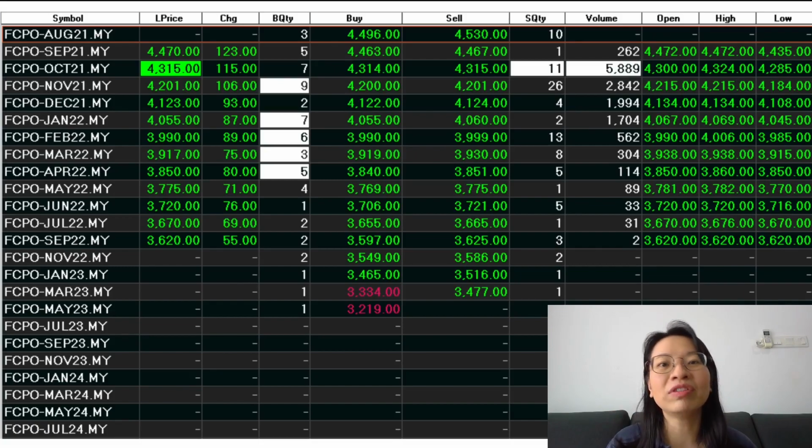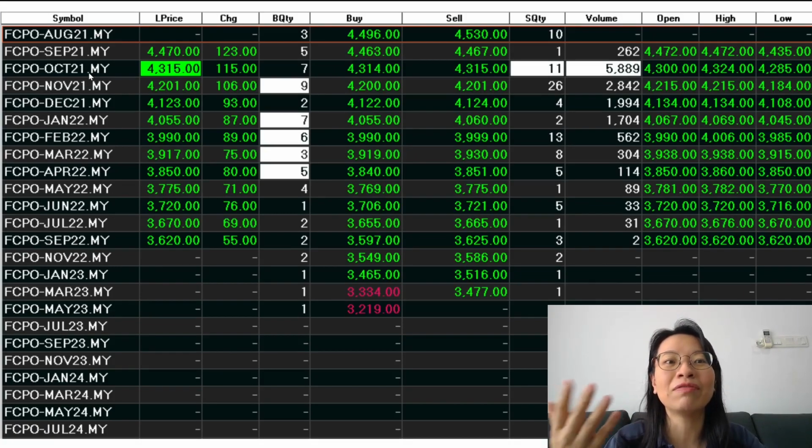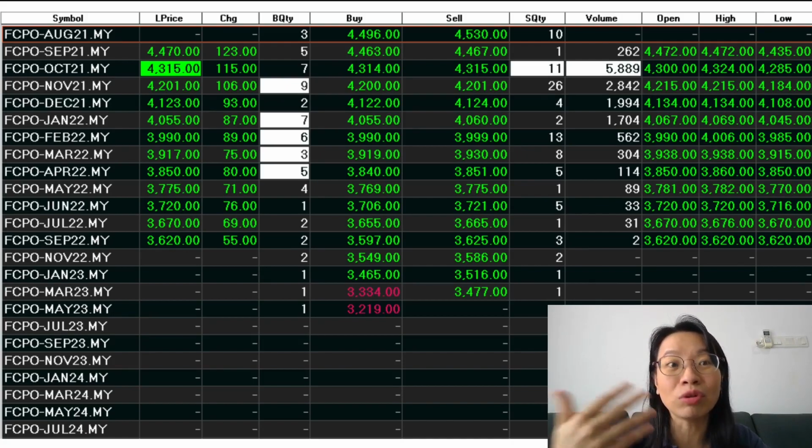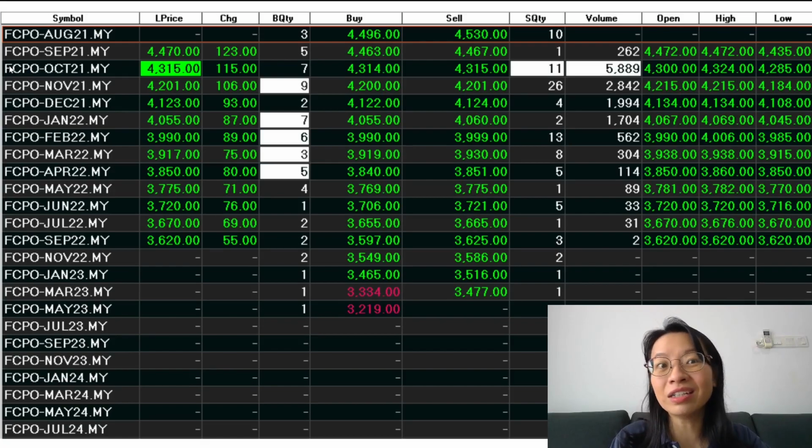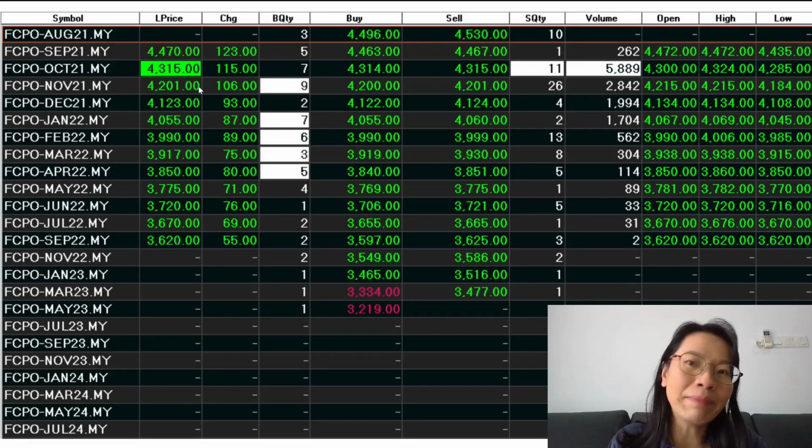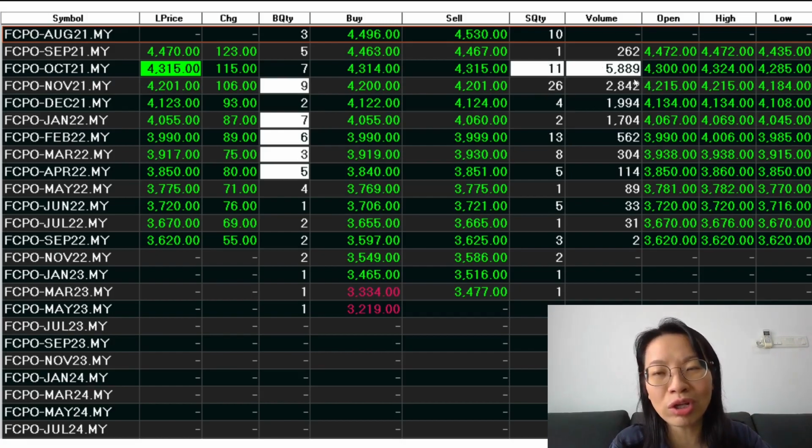For FCPO, there are still many other reasons, but to make it easy to understand, normally retail traders like us are going to trade the third month. If you cannot remember, just look at the highest volume and trade that particular month. You will not be too wrong. So this concludes our topic for today.